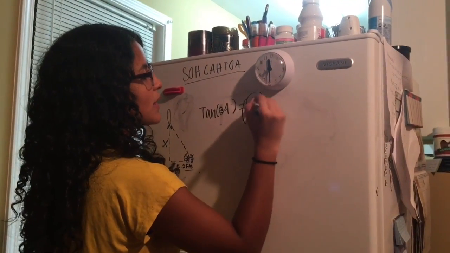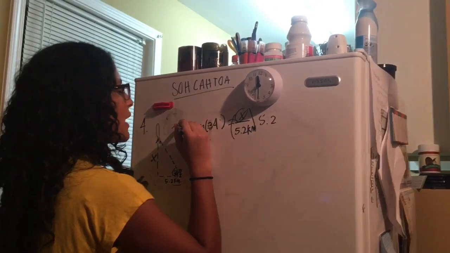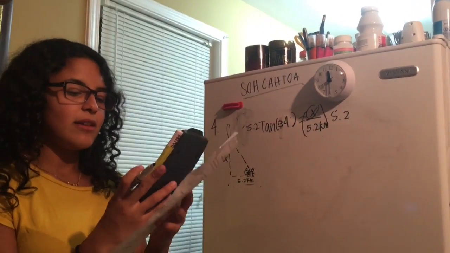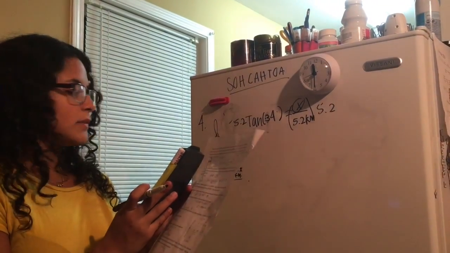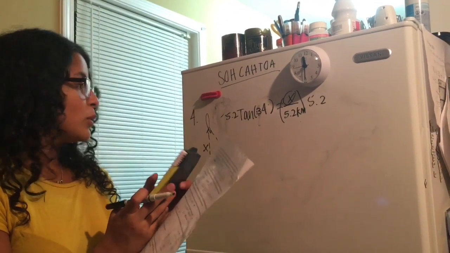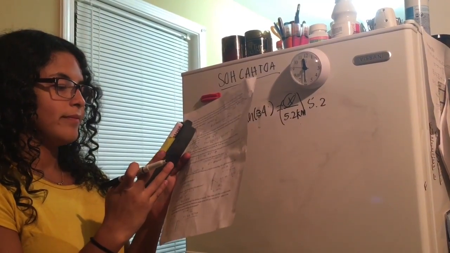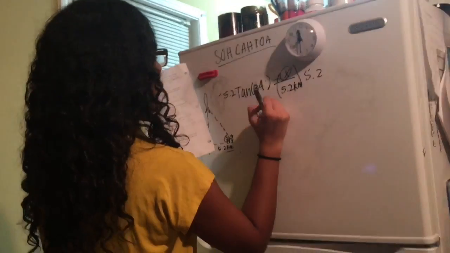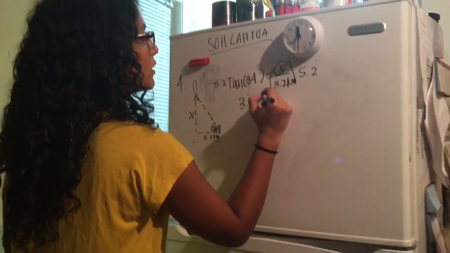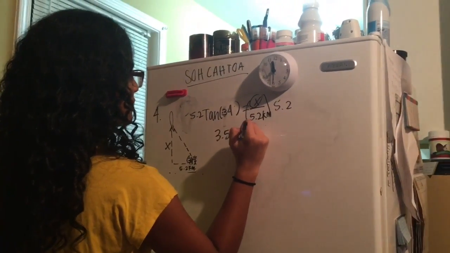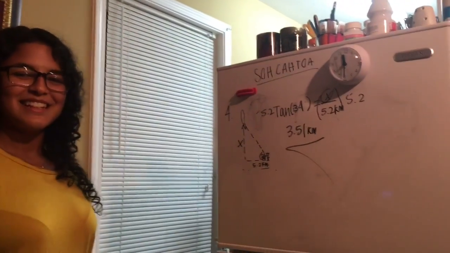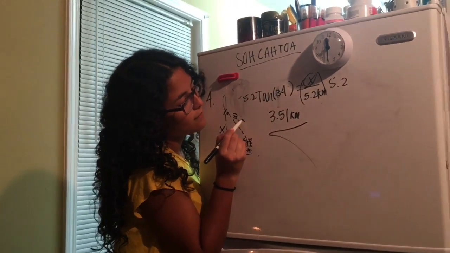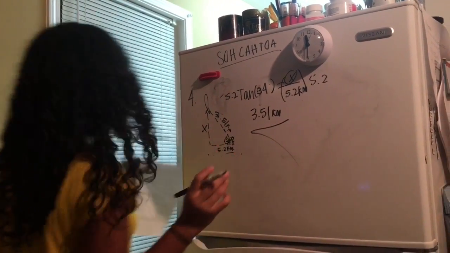So we would just do the same thing that we did before by multiplying both sides by 5.2. When you put this in your handy dandy calculator, you get 5.2 times tangent of 34, which is 3.51 kilometers. Just like that. Wow. I know, isn't it incredible? Now you know you are 3.51 kilometers up.